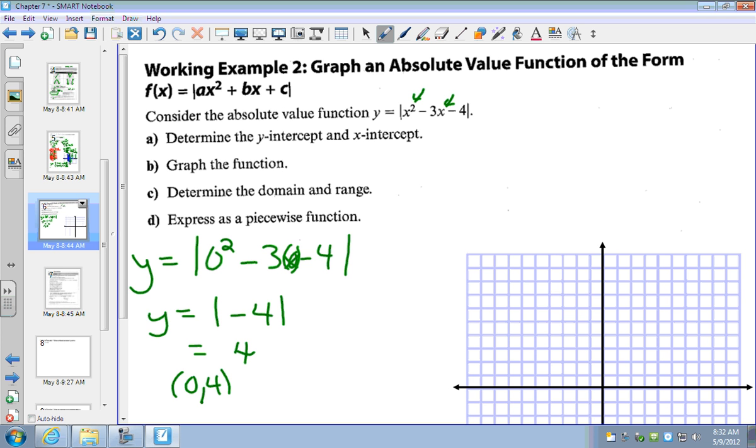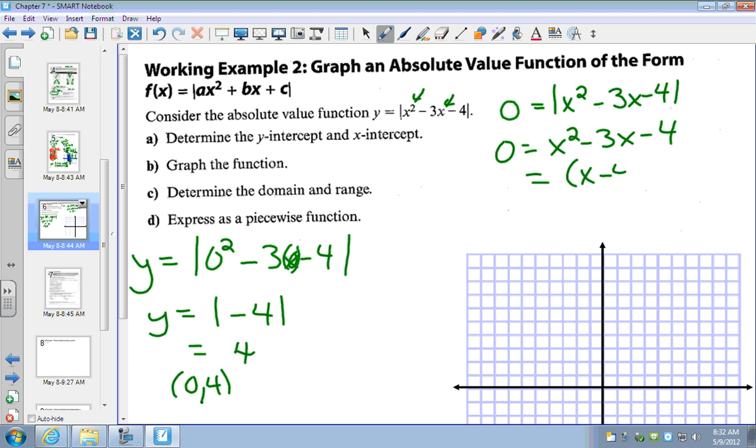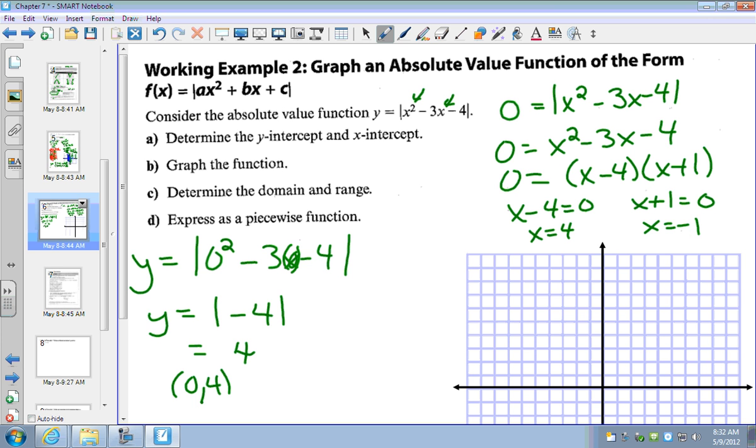And now let's look at my x-intercept. So I set my y equal to 0, and then I have to solve this. Remember, we said that the absolute value of 0 had to be 0. So I know that the inside of the absolute value has to equal 0. So I'm going to factor this. I'm going to get (x minus 4)(x plus 1). I'm going to set each factor to be 0. So I'm going to get x equals 4 and x equals negative 1. So I have x-intercepts of (4, 0) and (negative 1, 0).